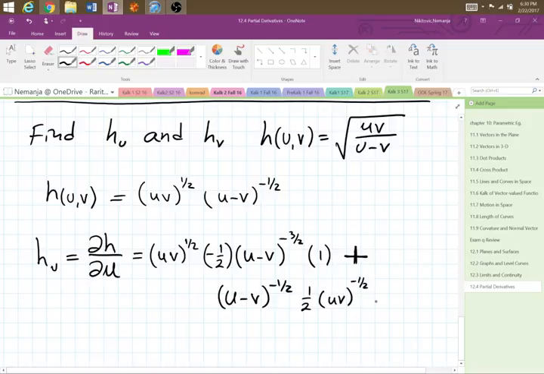And then times the derivative of the inside. Since we are taking the derivative with respect to u, it's just going to be v. v is a constant, right? And the derivative of u is 1.